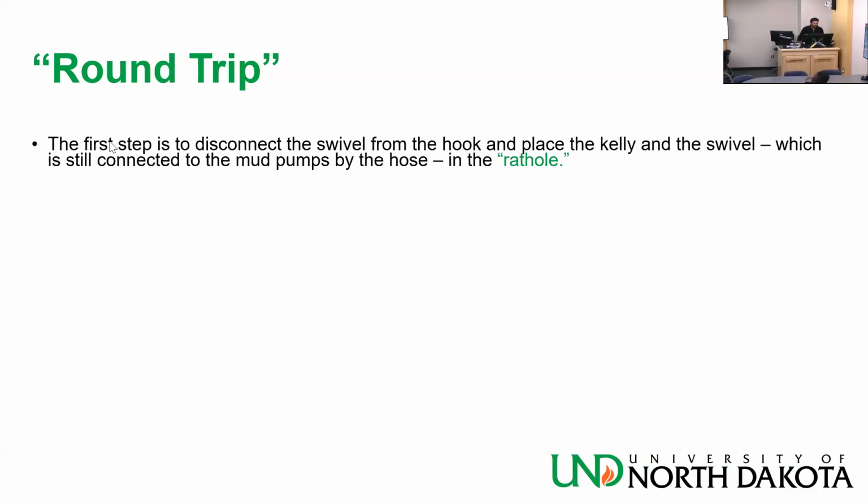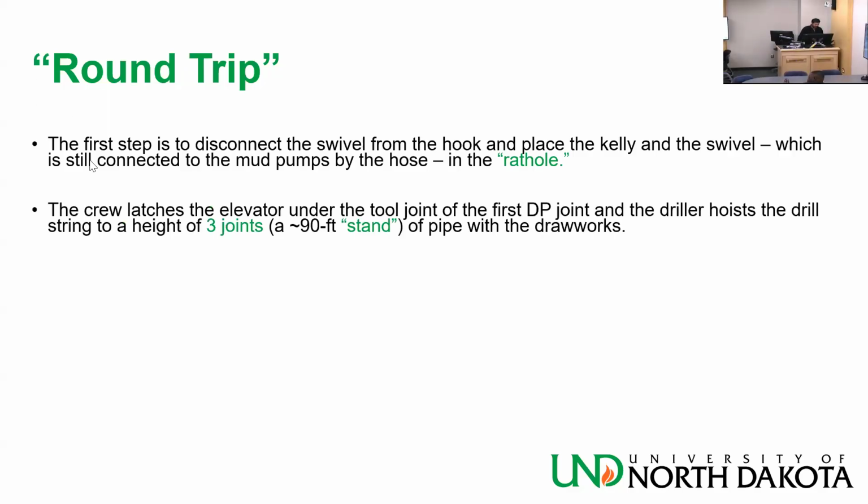So the first step is to disconnect the swivel from the hook and place the Kelly and the swivel, which is still connected to the mud pumps by the hose, in the rat hole. Rat hole is bigger than the mouse hole and is normally slanted. It has an angle. And this is where you put the Kelly when you are not using it, such as in this case.